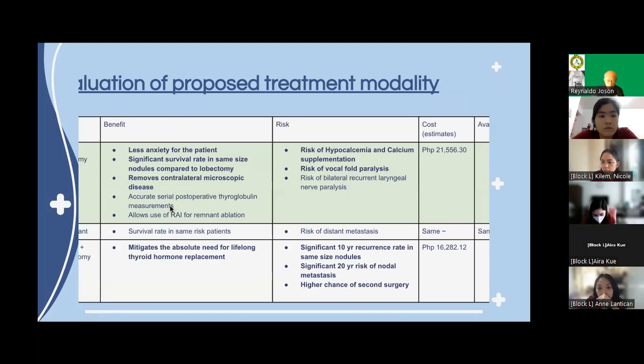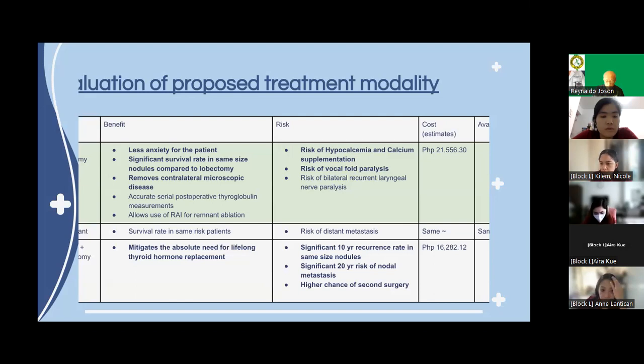Yan po. So, sorry po, it was cut, pero yung second row po is total thyroidectomy. The third row po is non-significant. Yung fourth row po is lobectomy.